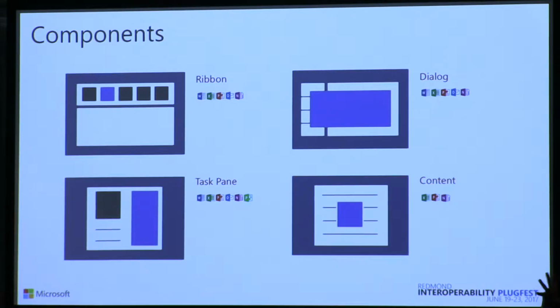For a richer, broader interaction, you can also surface it through a dialog, which means it's a much larger surface area. It's a modal dialog. You can also have a content add-in. Think of it more as a chart. You can save that as part of the workbook. It travels with the workbook. So these are all different endpoints where your solution can work.